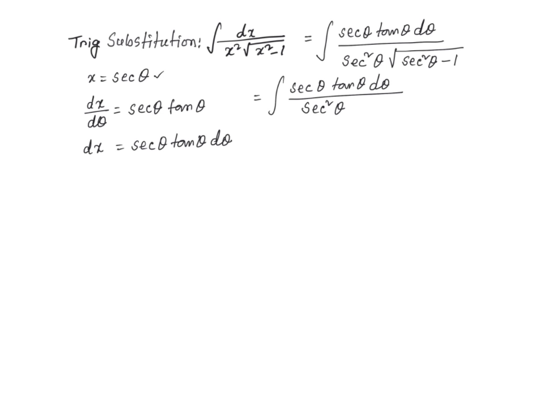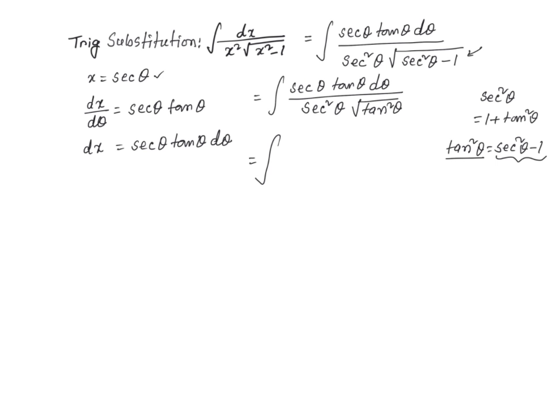The integral is secant theta tangent theta d theta divided by secant squared of theta times the square root of secant squared of theta minus 1. That is actually tangent squared of theta, because secant squared of theta is equal to 1 plus tangent squared of theta. If I solve for tangent squared of theta, I get tangent squared of theta is equal to secant squared of theta minus 1. So I just substitute tangent squared of theta for secant squared of theta minus 1 under the square root here. So that's going to give me the square root of tangent squared of theta.